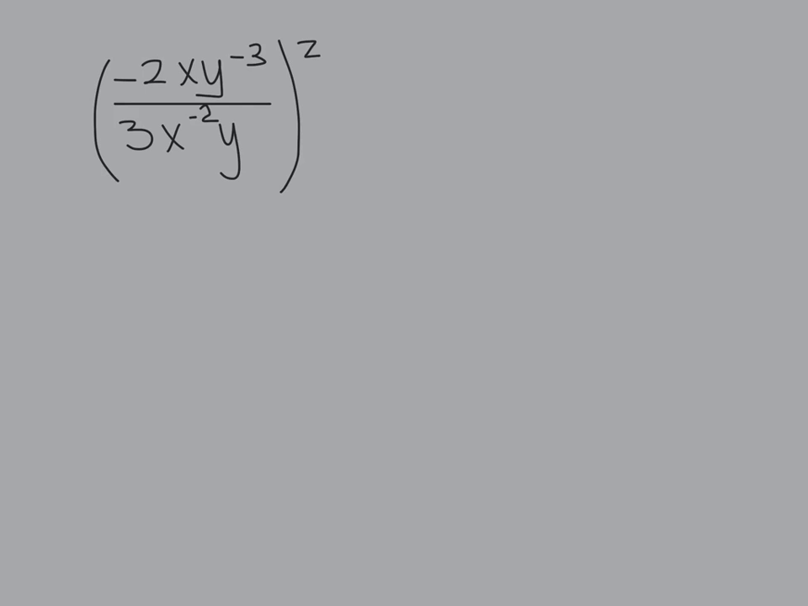Let's divide these exponential expressions. I want to point out one thing, which is which exponents apply to what. This exponent of 2 on the outside of the parentheses is going to apply to every single base inside the parentheses. This exponent of negative 3, however, is only going to apply to that y that's in the numerator. And this exponent of negative 2 applies only to the x that's in the denominator.